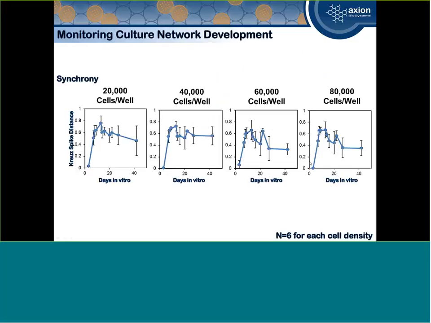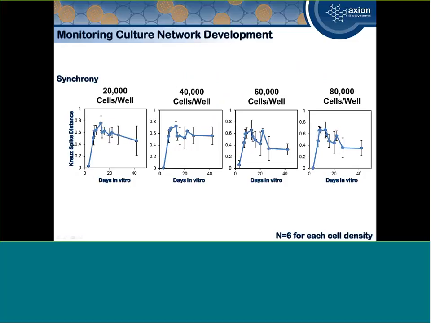But the good thing about these systems being non-invasive is that we can look at, once again, these things over time. We can look at these metrics over time. So plotting synchrony over time, what we find is, once again, for the lower cell densities, we don't see this stabilization that we were hoping to see. We want to see this metric change over time, but we'd like to see a stable phenotype developing.